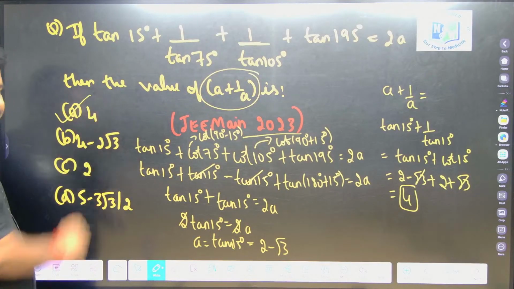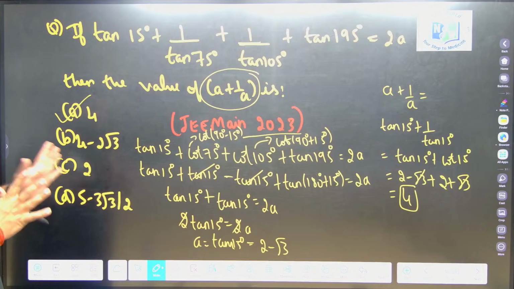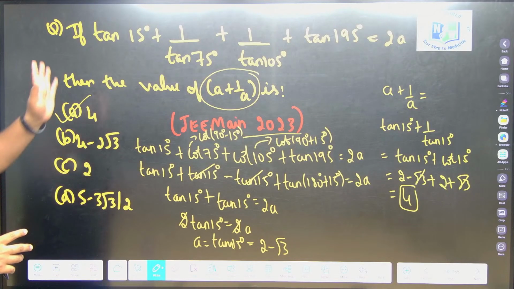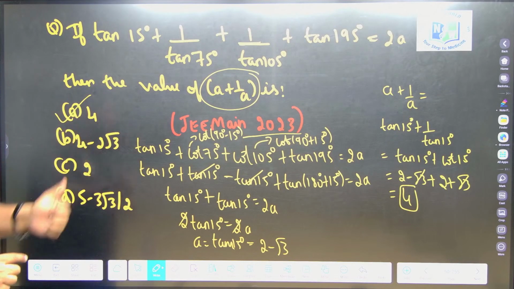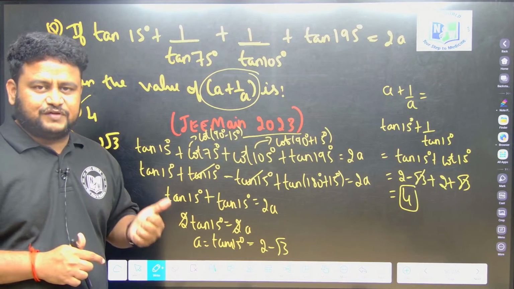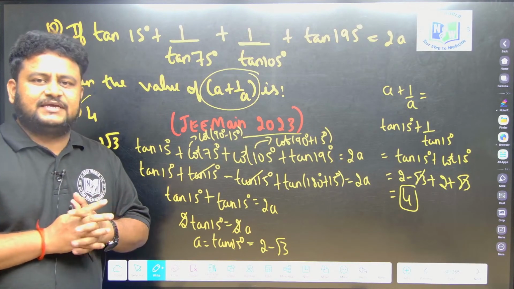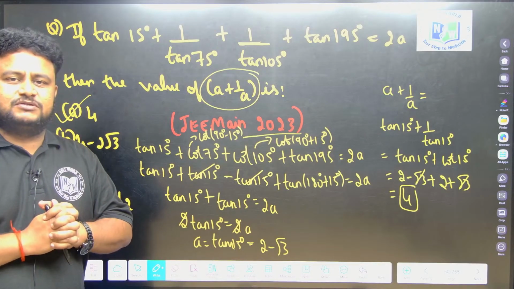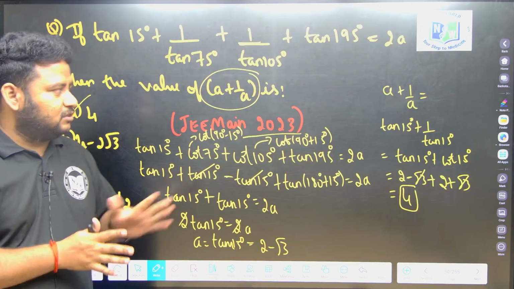This is option A. Clear, friends? These are very simple. You can solve this question. You should just know the concept of how to find the values of any given angle, which quadrant you have to see, whether it is an even multiple or odd multiple. All these things you must be knowing.